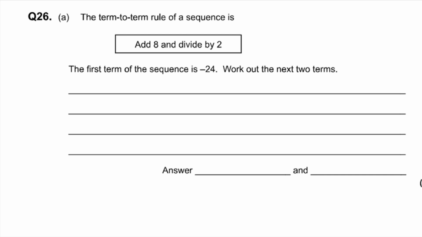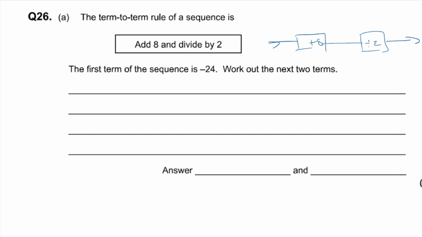Question 26a, the term-to-term rule of a sequence is add 8 and then divide by 2. The first term of the sequence is minus 24. Work out the next two terms. So again, you can think about this as a function machine, if that's easier for you to think about. So we're going to add 8 and then divide by 2.